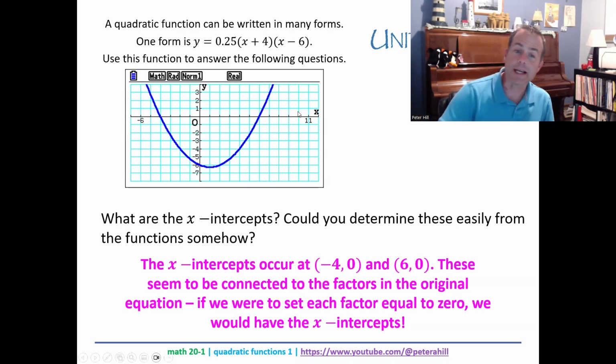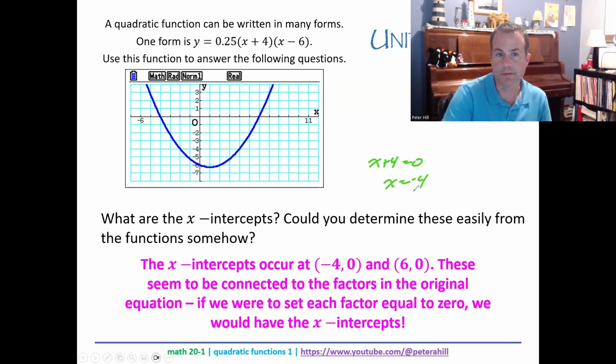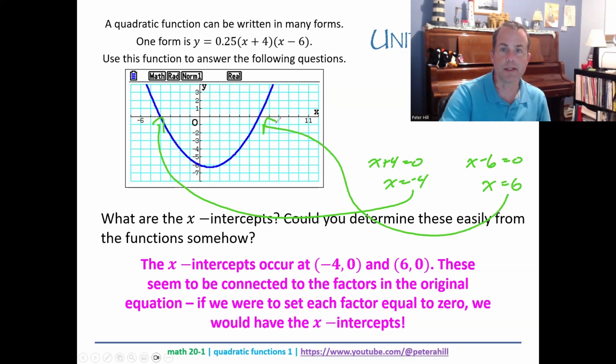These seem to be connected to the factors in the original equation. If we set each factor equal to 0, we would have the x-intercepts, right? I have a factor of x plus 4. If I said that equals 0, I would get x equals -4, and that is this guy right there. Then I had a factor of x minus 6. If I set that equal to 0, I get x equals 6, and I see that guy right there.